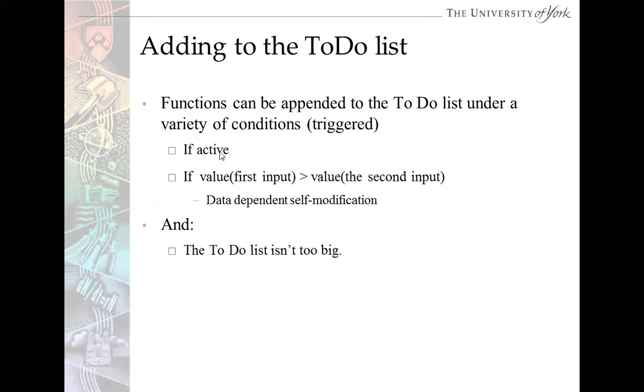So how do you add functions to the to-do list? Well, we've talked about triggering. The default is that if they're active, then you add them to the to-do list, unless the to-do list is full, in which case they're ignored. But you could also allow it to interrogate its inputs. So you could say, is the actual data being presented at the first input bigger than the data being presented at the second input? In which case, we will allow that active self-modification to be added to the to-do list.